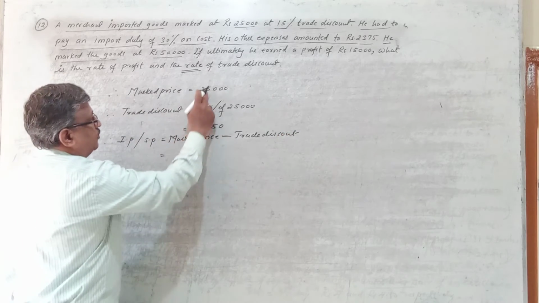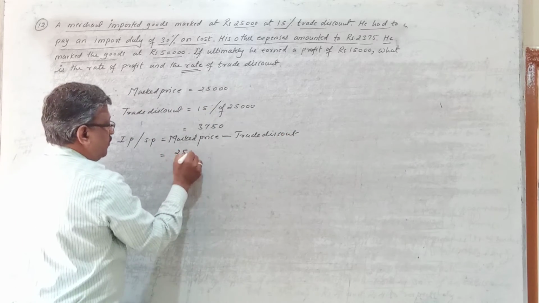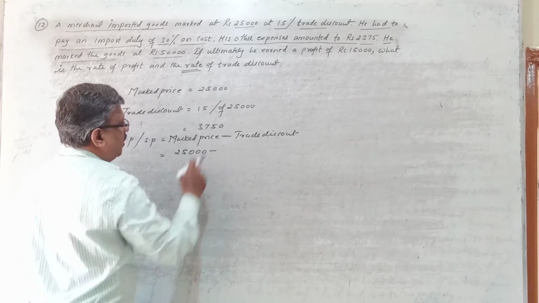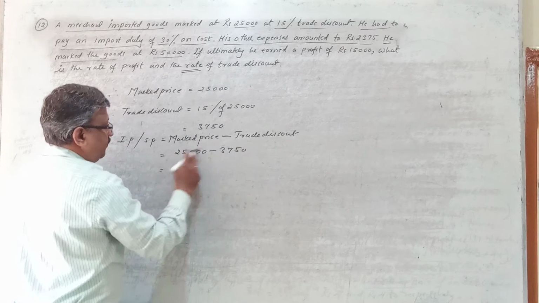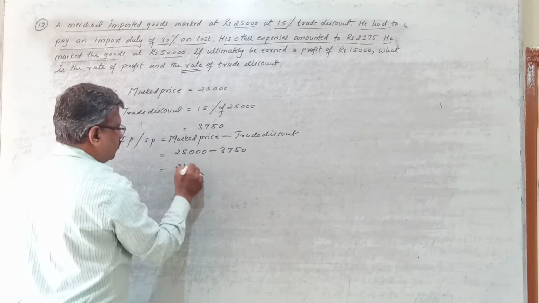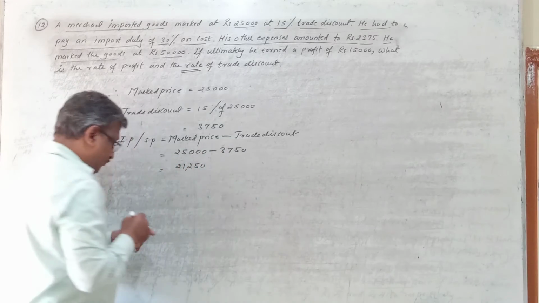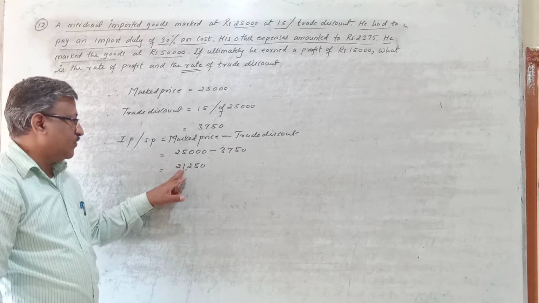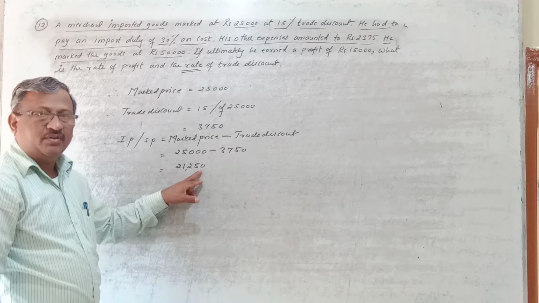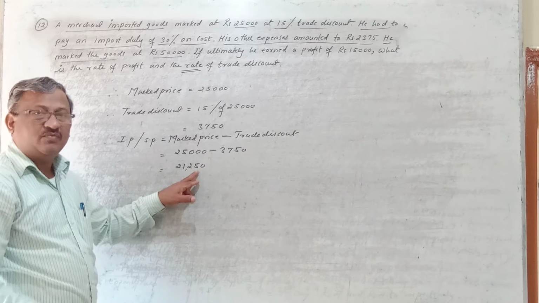So my marked price is how much? It is 25,000 minus trade discount is how much? 3,750 rupees. So if you minus, we get 21,250 rupees. So the exporter will sell his goods to the importer at what price? 21,250. So 21,250 is the selling price of the exporter.